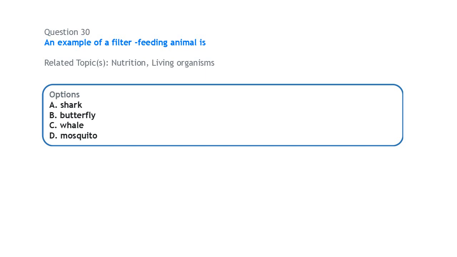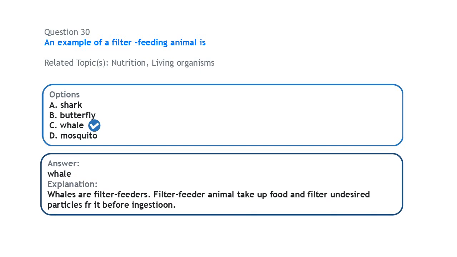Next, on nutrition, an example of a filter feeding animal is the whale. So filter feeding animals are those animals that take up the food. They just kind of scoop the food, and then they filter the unnecessary particles that are in it before they ingest the food.